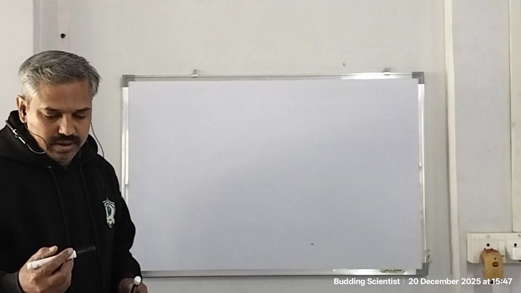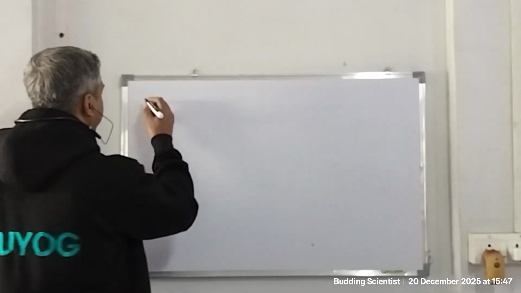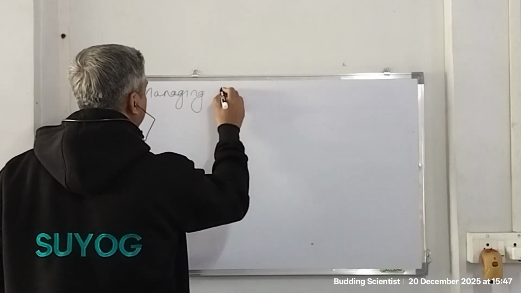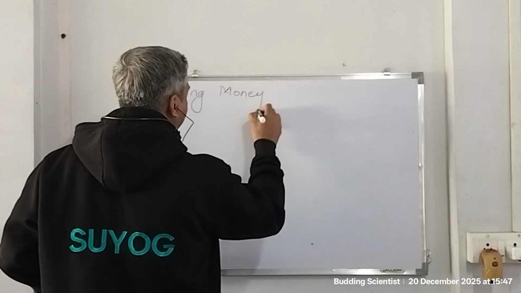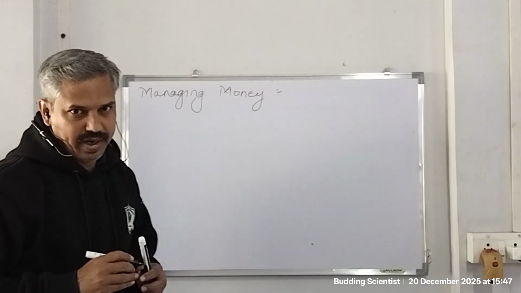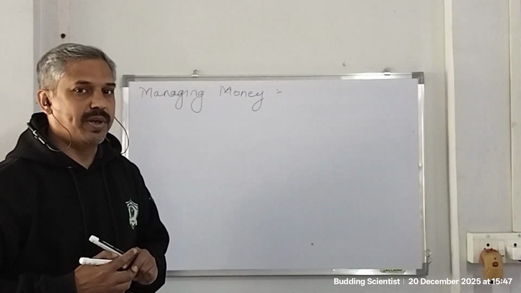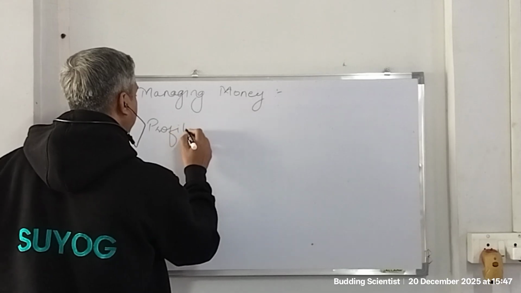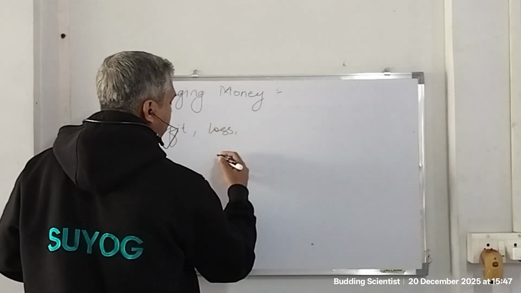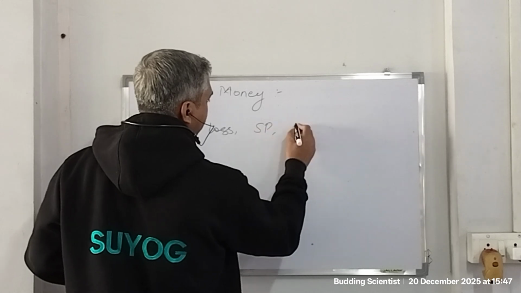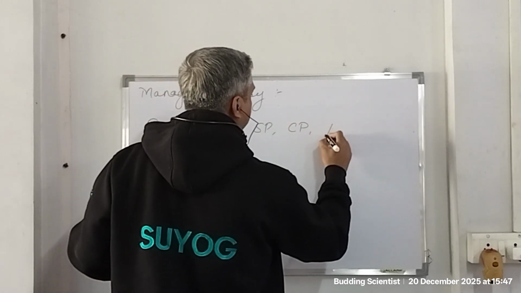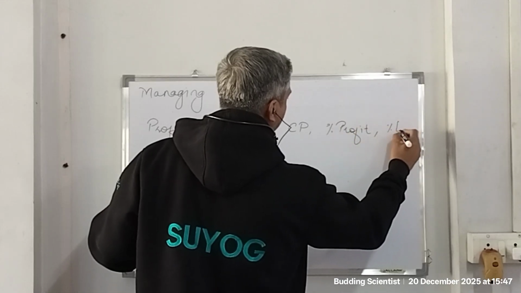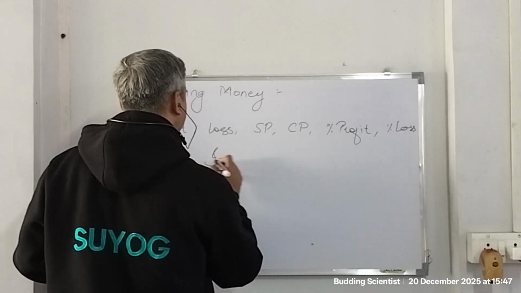Hello. So we're starting with a chapter that is called managing money. And in that chapter, the simplest topic that I want to start with right now is the last topic of the discussion, and that is about profit and loss: selling price, cost price, percentage profit, percentage loss, and markup.